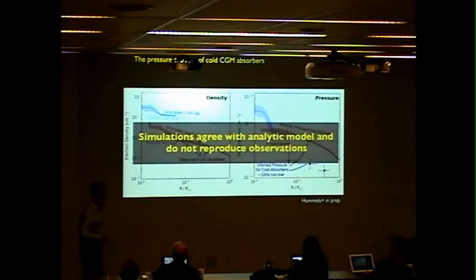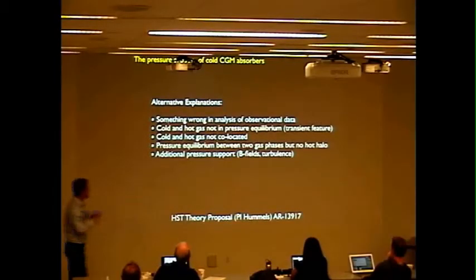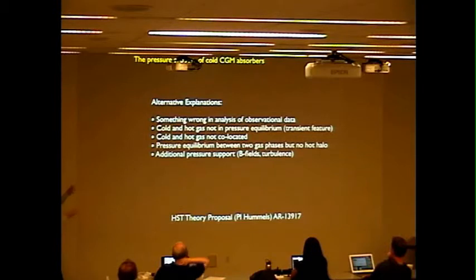But the key point, as you said, is the observations don't agree. They don't agree at all. Yeah. So they're cold clouds. They're cold clouds, and so pressure equilibrium. Well, okay. So, explanations for what's going awry here.